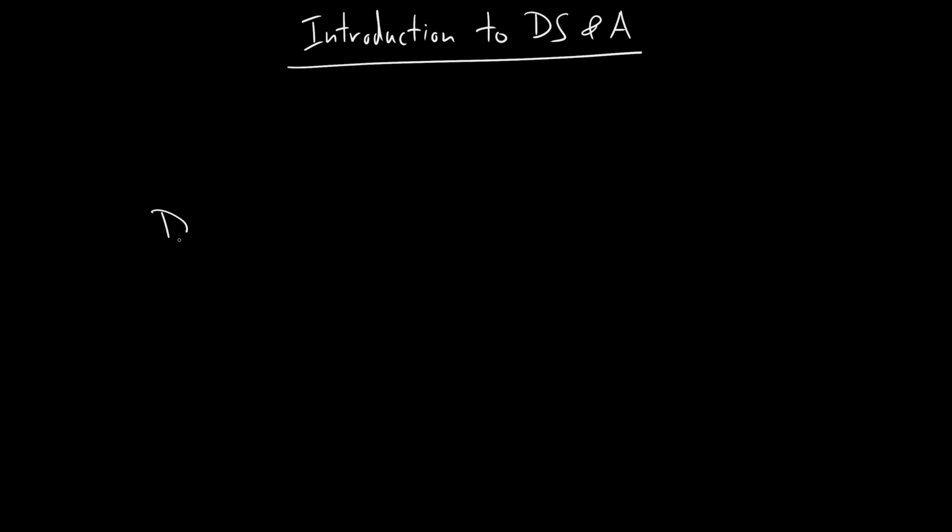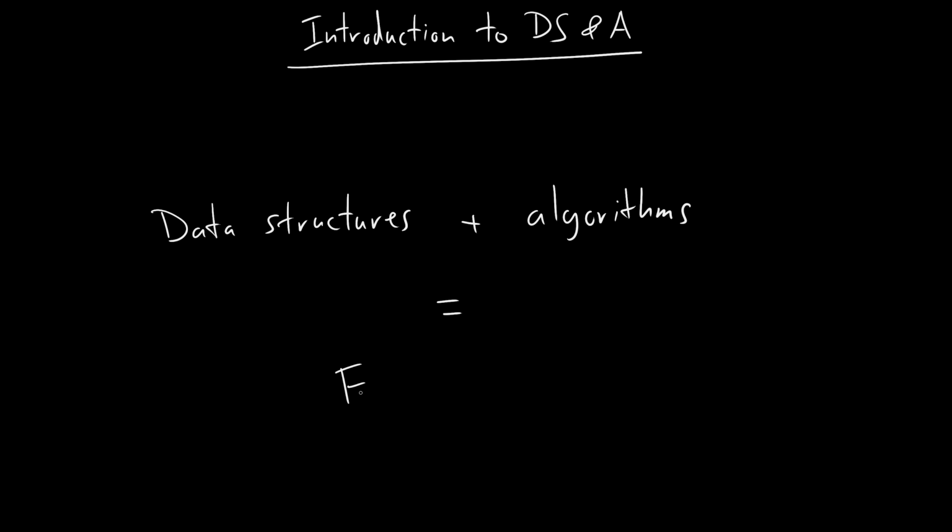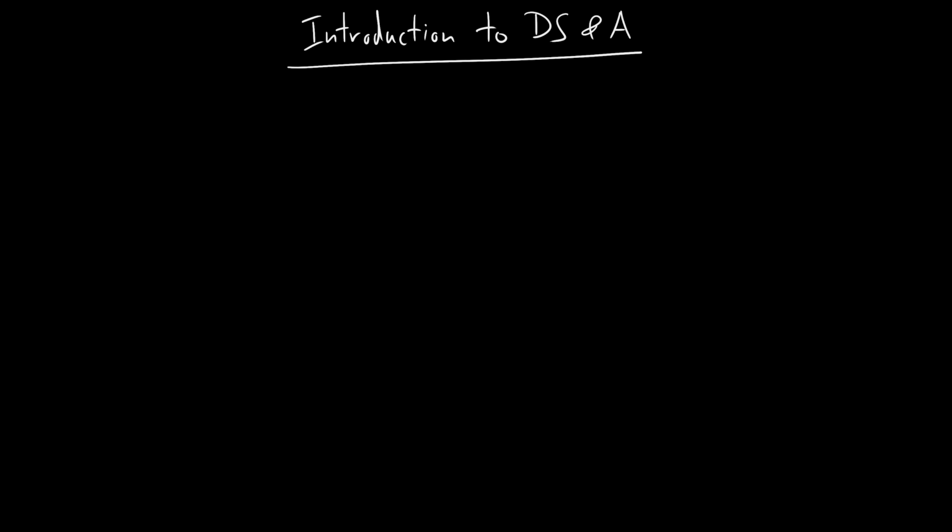So data structures is one of the fundamental building blocks of computer science. And then paired with algorithms, this is how we can design efficient programs. Now, what does efficient even mean? This is what we're going to learn, as the main objective of data structures and algorithms is to solve problems in an efficient manner. Now, solving problems in an efficient manner, it doesn't even have to be about programming.